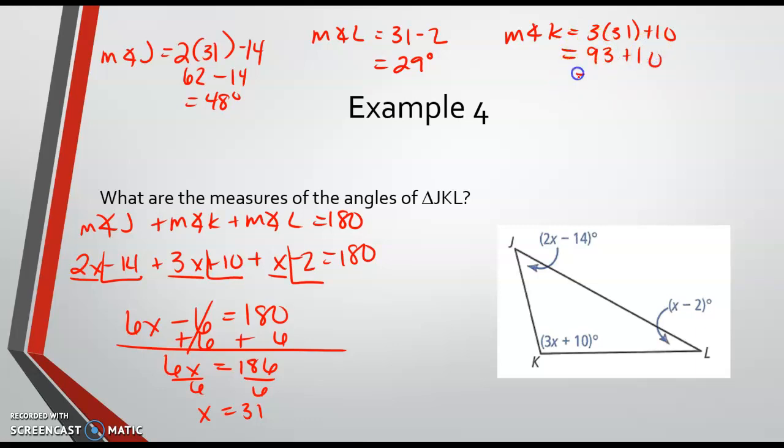plus 10 is 103. And then if you wanted to just double check, you could take 103 plus 48 plus 29, or add that in whatever order. And as long as it equals 180, then we did everything correctly. And so then these are our 3 answers because it asked for the angle measures.